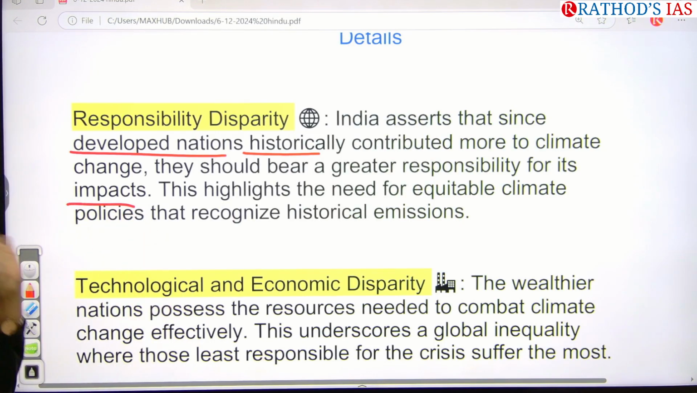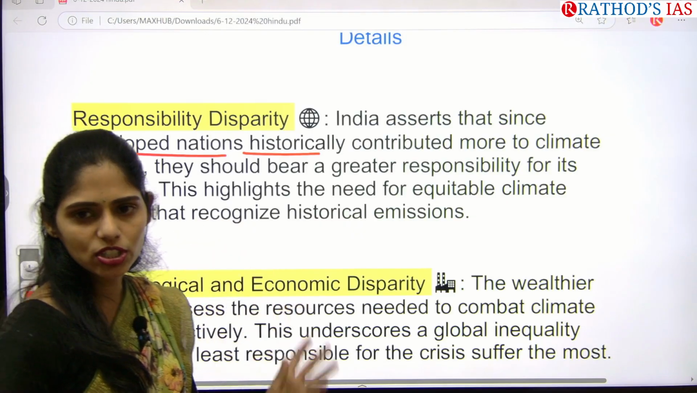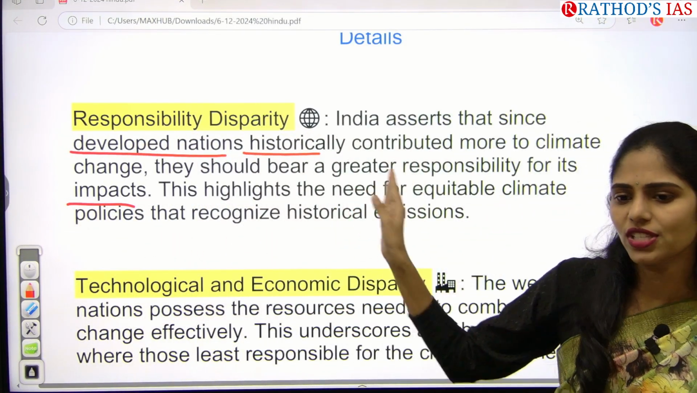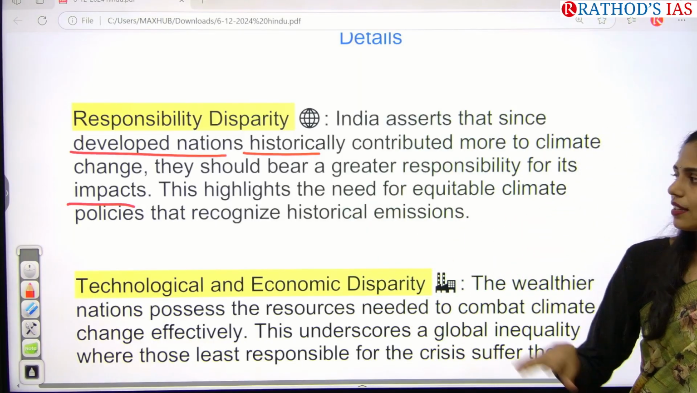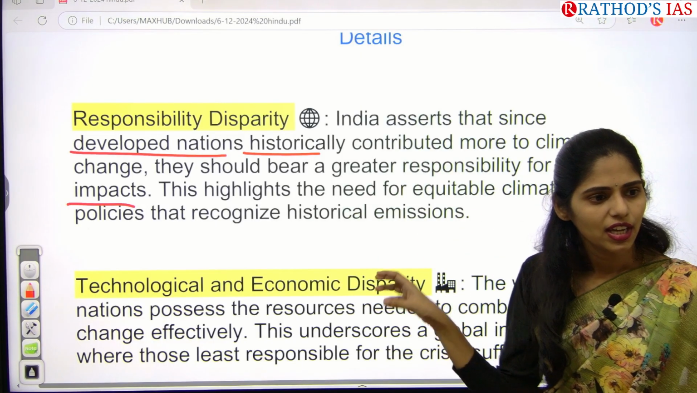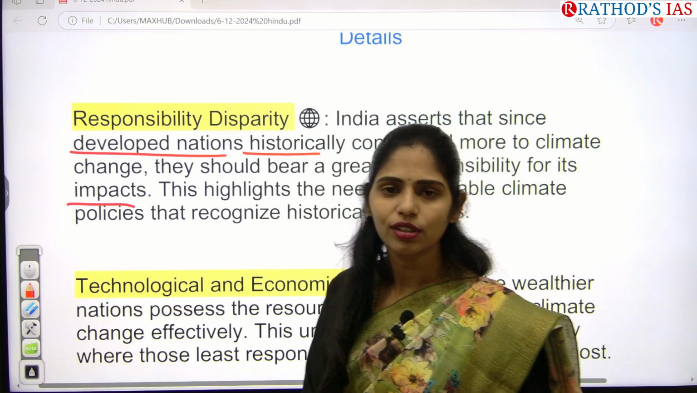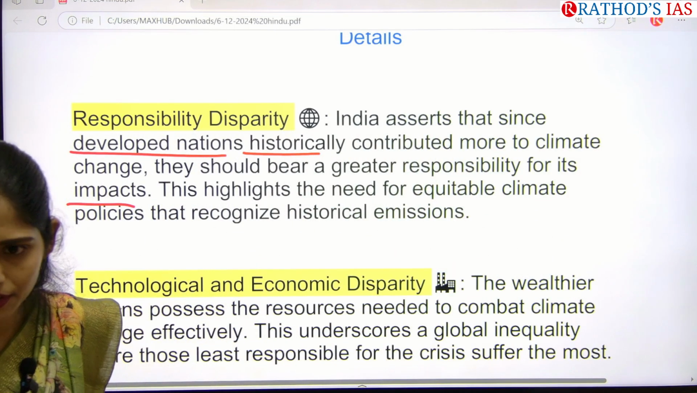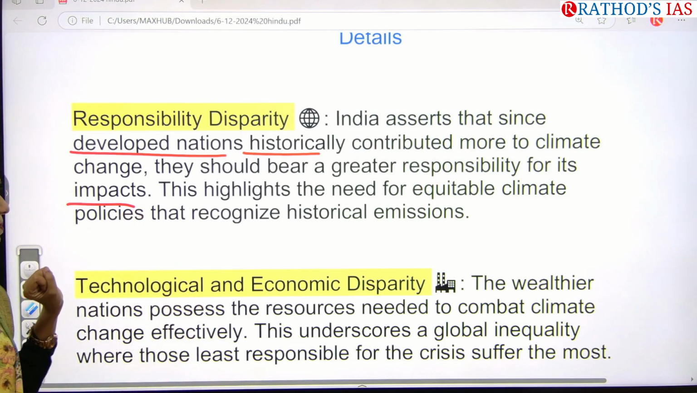So these countries released large amounts of emissions. Because of this, now the climate change is happening because of these developed nations. So now it is the responsibility of these countries to control this climate change. It is not the responsibility of least developed countries or developing countries. So this is the point which was mainly said.